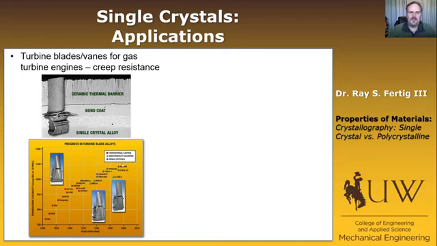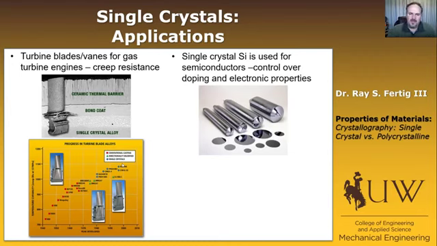The other place that you've experienced single crystals is in silicon. The fact that you're watching this video on a computer means that you're using silicon single crystals in there. So single crystal silicon is used for semiconductors. It permits very high quality control over the doping and the electronic properties of that.